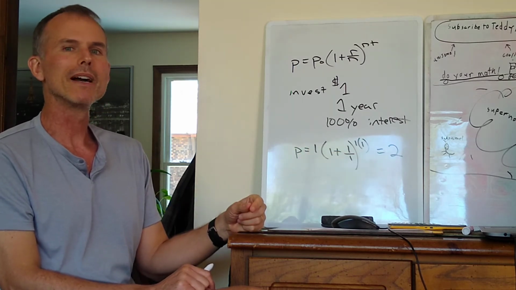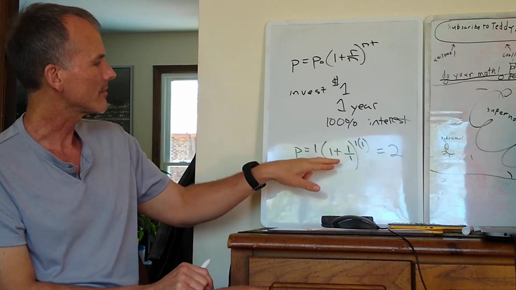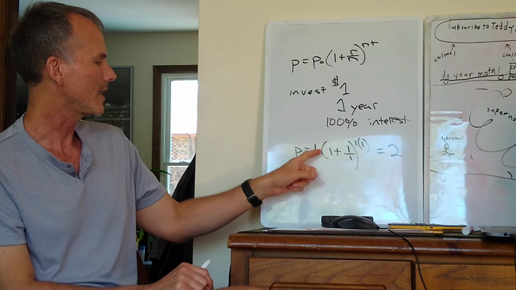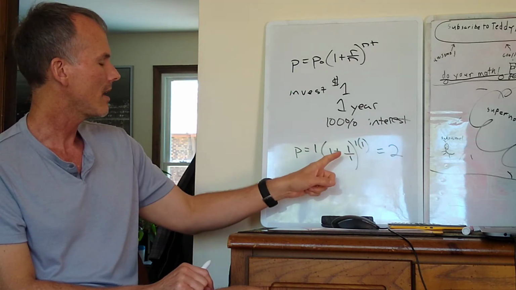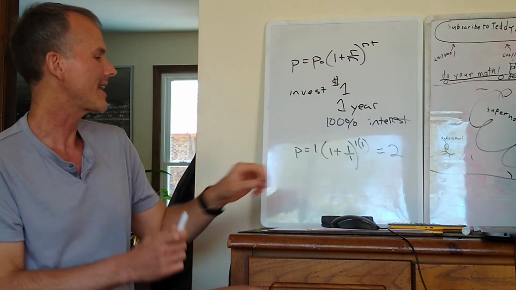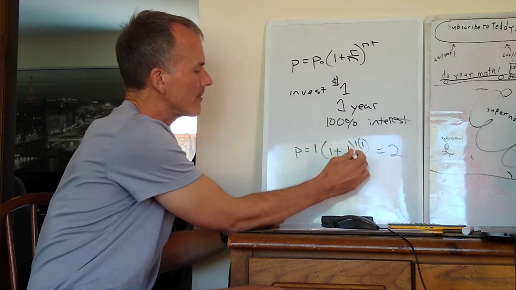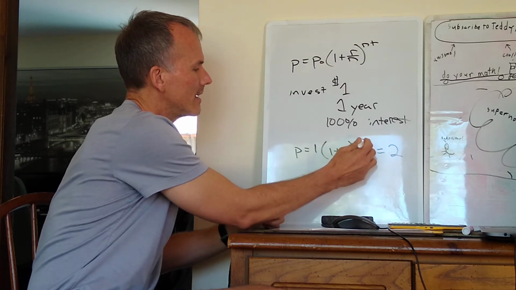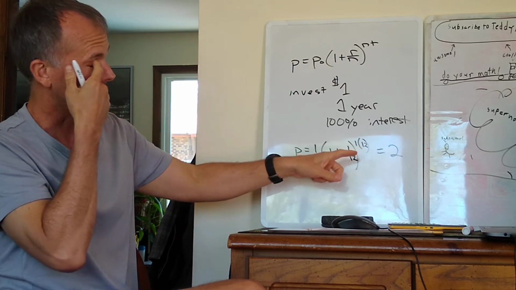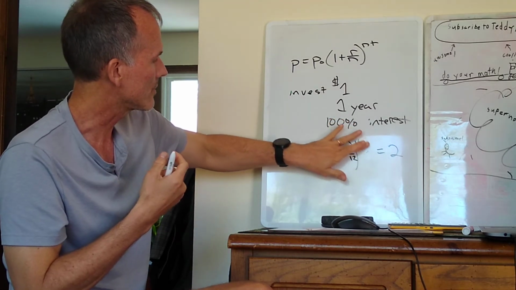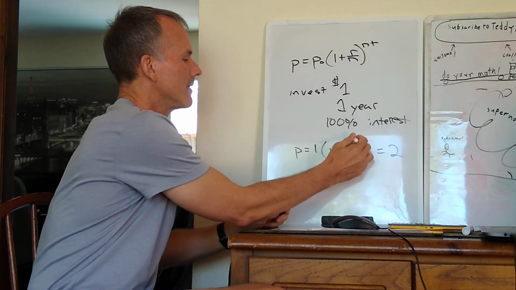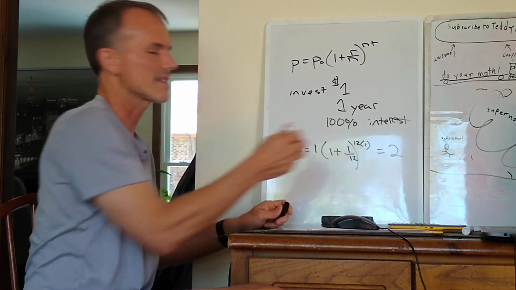Now, let's say we compound it every month. Everything can stay the same. I'm still investing $1 for 1 year at 100% interest, but the number of compounds per year has to change, so I'm going to change those to 12. So instead of putting 1 times 12, I'm going to put 12 times 1, because it's the n that's 12.